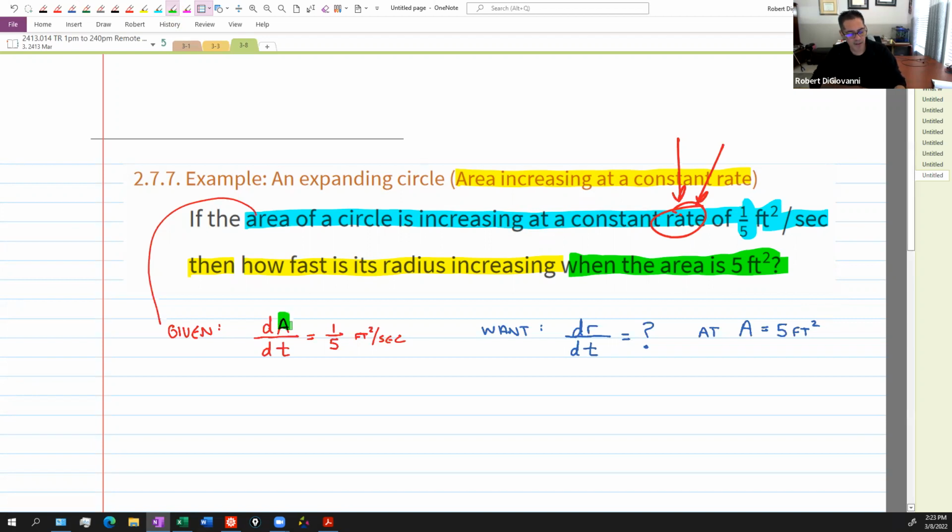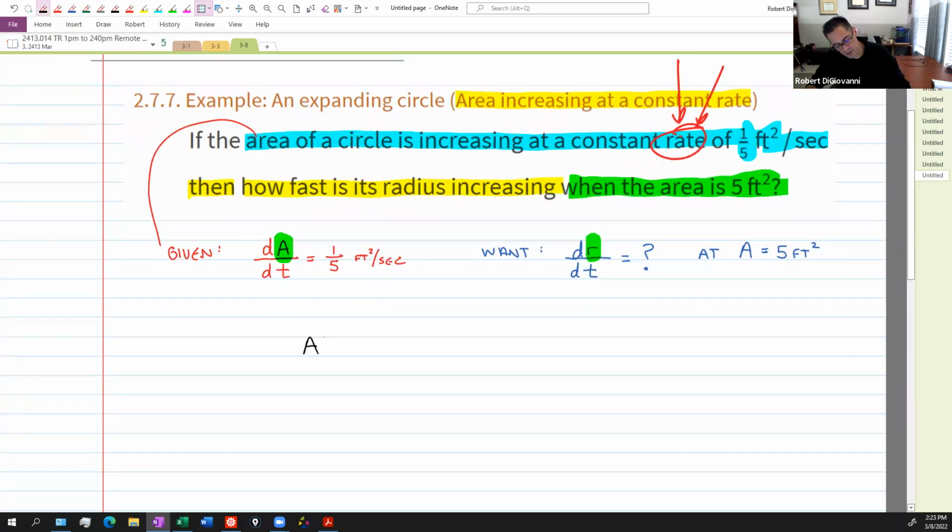I need to connect that variable to that variable. The area of a circle to its radius. Any equation you can come up with? Same one we just used, right? The area of a circle is pi r squared. Again, I'm using that equation because it has A and R in it, and that's what I'm given and what I want. So I better use an equation that has A and R. I differentiate this with respect to time.